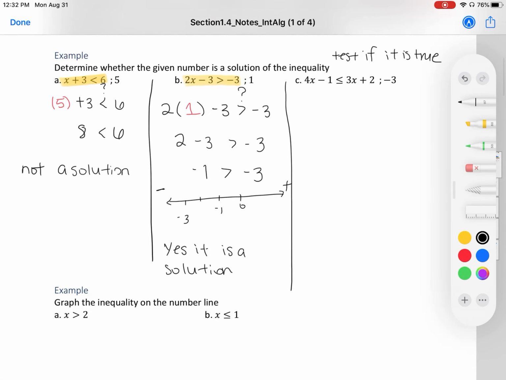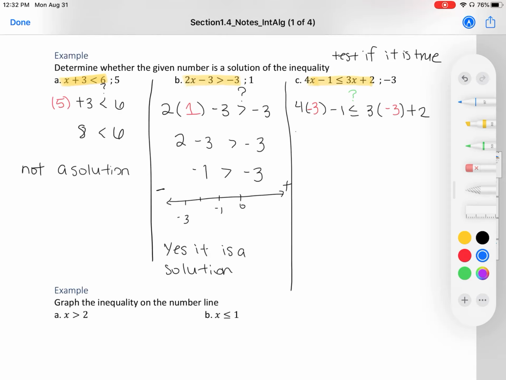Next one, I want to test negative 3. I want to test negative 3 into my equation. So that we have 4 times, instead of x, we'll write negative 3, minus 1 is less than or equal to 3 times negative 3 plus 2. And I want to see if this inequality holds true. Is it less than or equal to? Well, let's see.